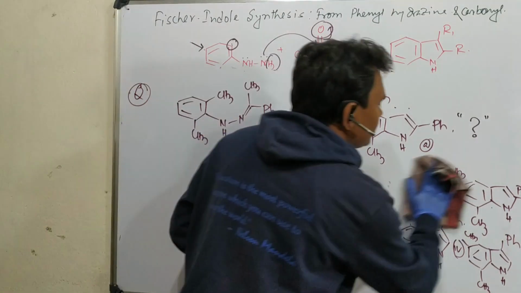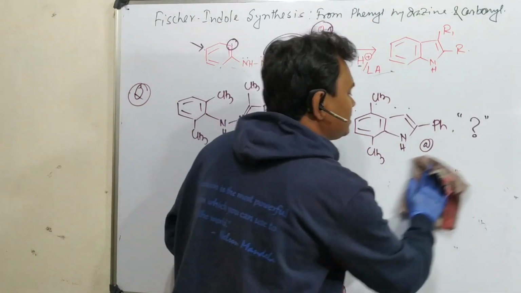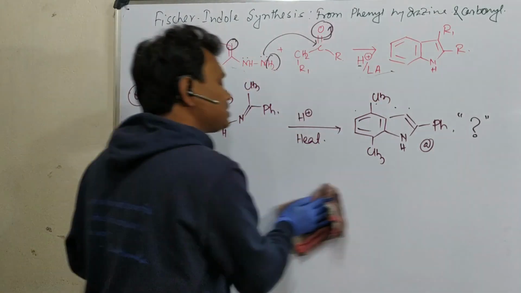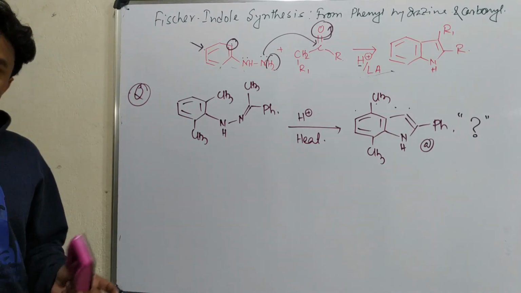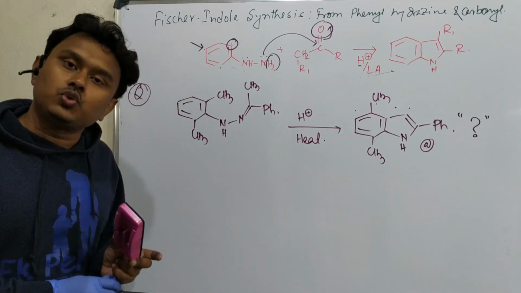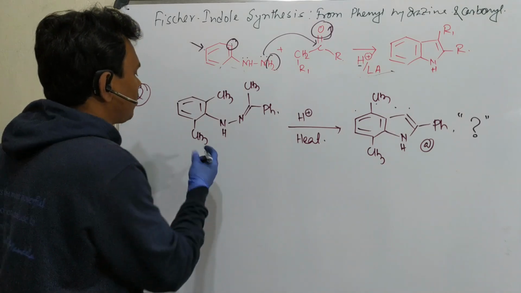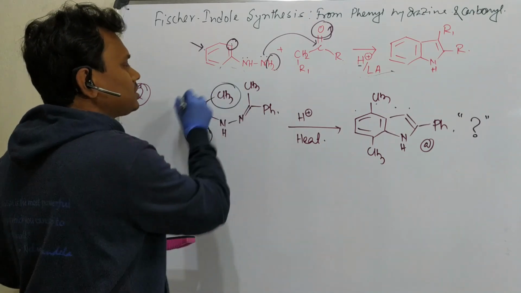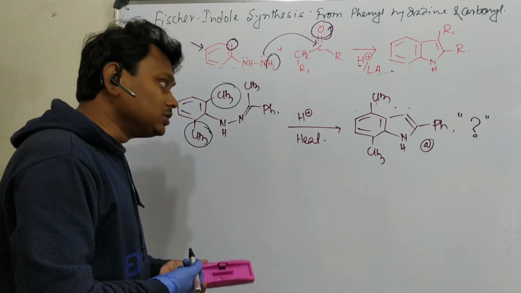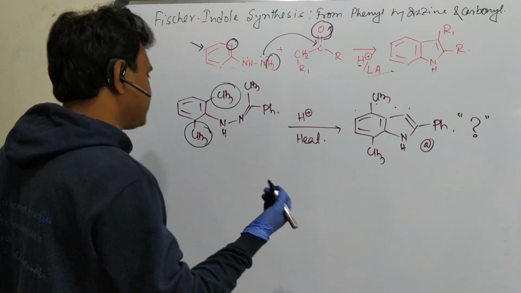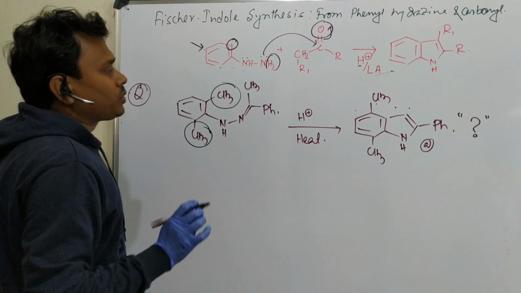Okay, so let's start discussing the problem. This is a unique example because, as I told you during the mechanism study, one ortho position needs to be vacant. But surprisingly, here both ortho positions are blocked with the methyl group. So will the reaction happen? Actually, it is happening. How is this happening? That is the question. It's a very interesting example. So what are the steps?